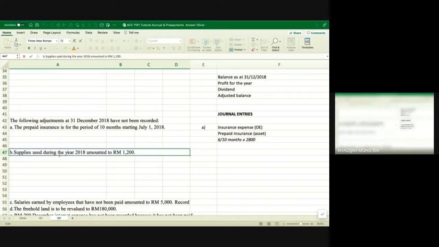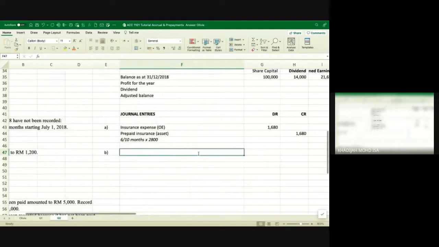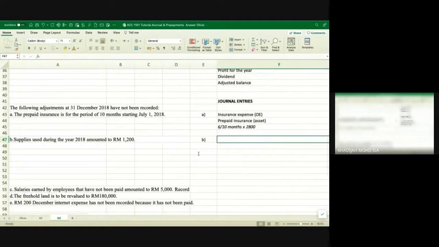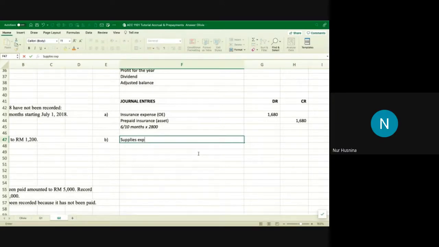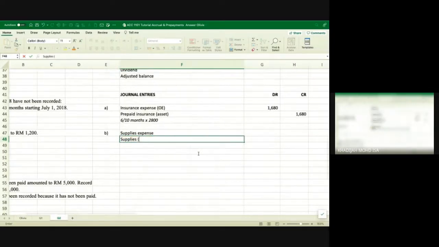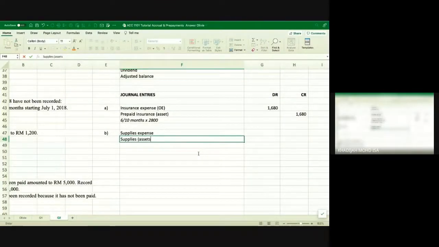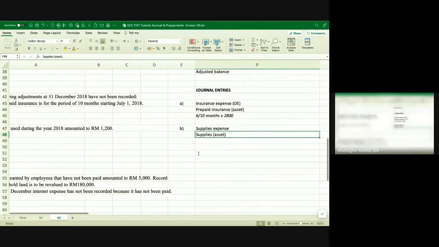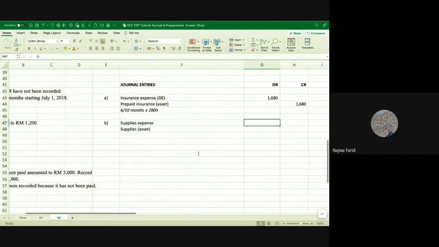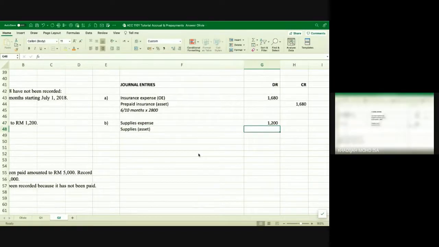So which account will be affected? Which account are you going to recognize as an expense? Supplies expense. All right. And then what is the other account that you're going to reduce? Supplies. Initially the supplies is an asset, so now you're going to reduce that. How much is the amount? 1,200. You don't have to do computation because it's already provided to you.